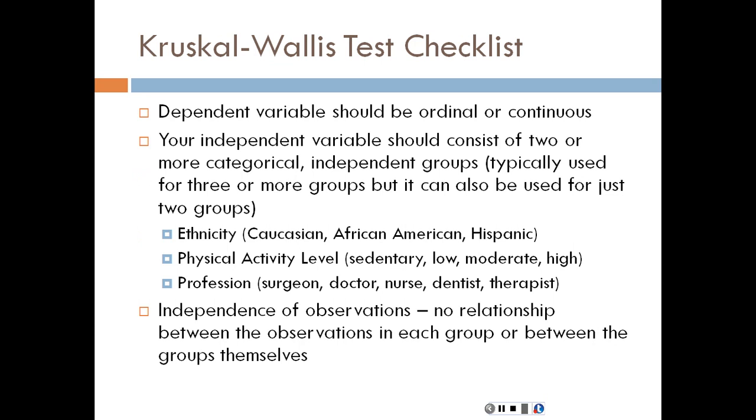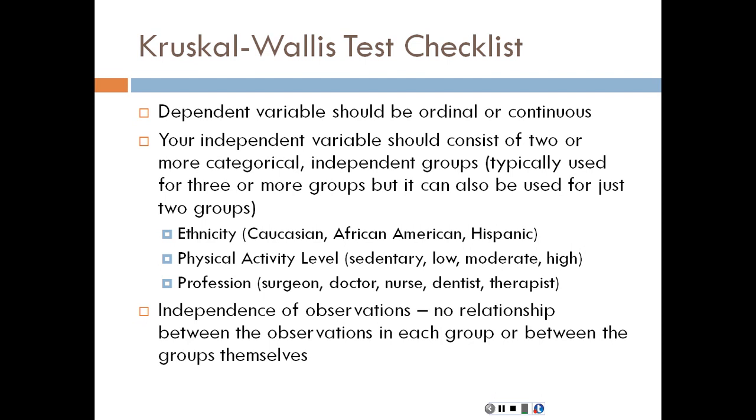So let's go through the checklist for the Kruskal-Wallis. Again, our dependent variable should be ordinal or continuous. Our independent variable should consist of 2 or more independent groups. Typically the Kruskal-Wallis test is used for 3 or more groups, but you can actually also use it for just 2 groups as well. Our independent variable should be categorical. These groups should be independent of each other.